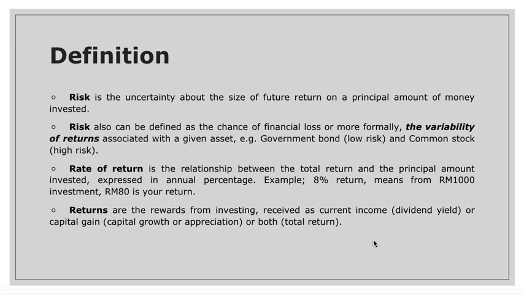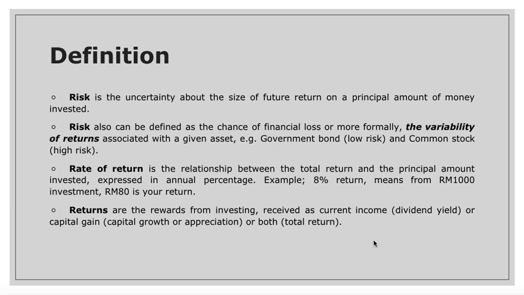Next, look at the returns. Returns are the rewards from investing, received as current income, in terms of dividend or capital gain. Capital gain can also be known as capital growth or price appreciation. So the total return comes from the current income, in terms of dividend, plus the capital gain.